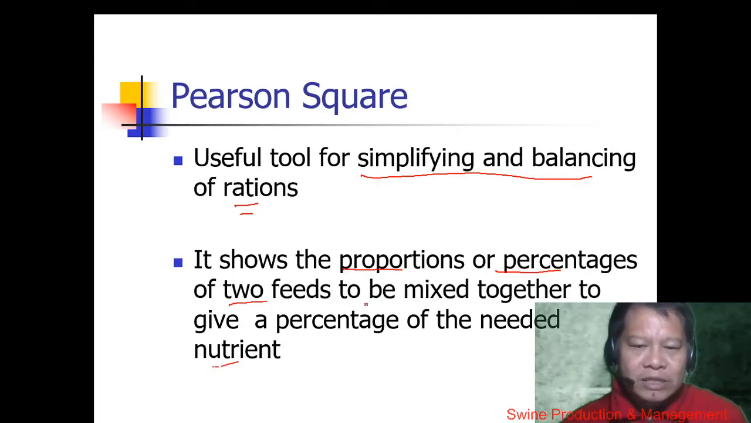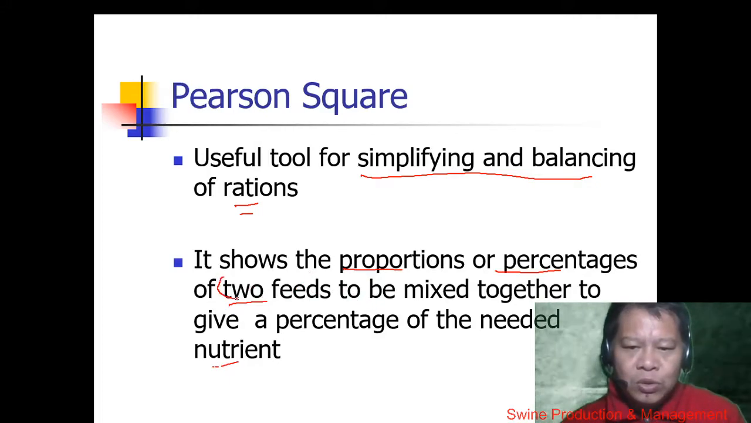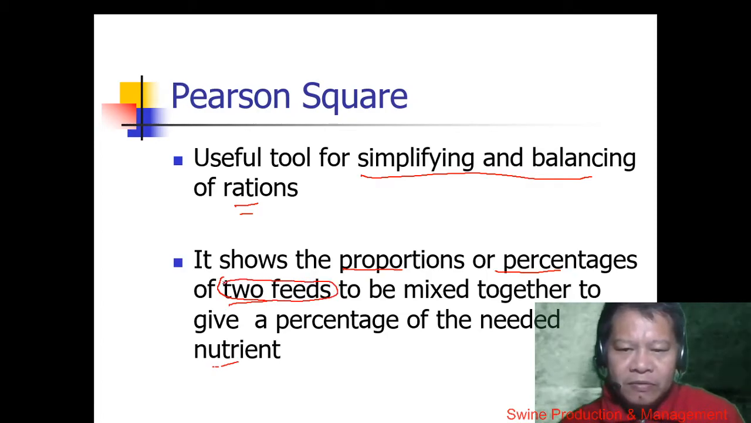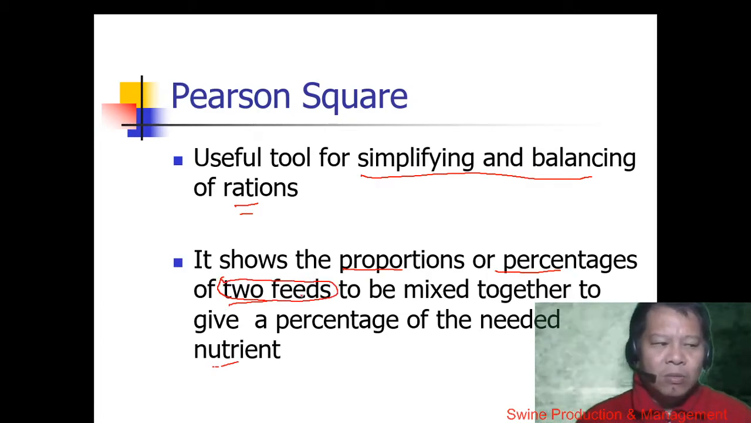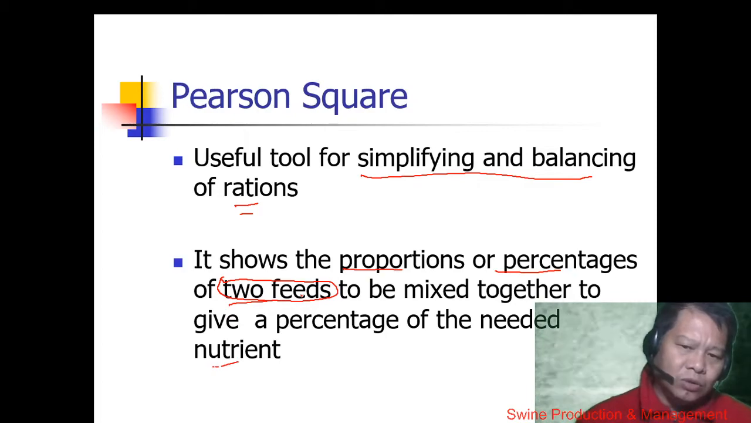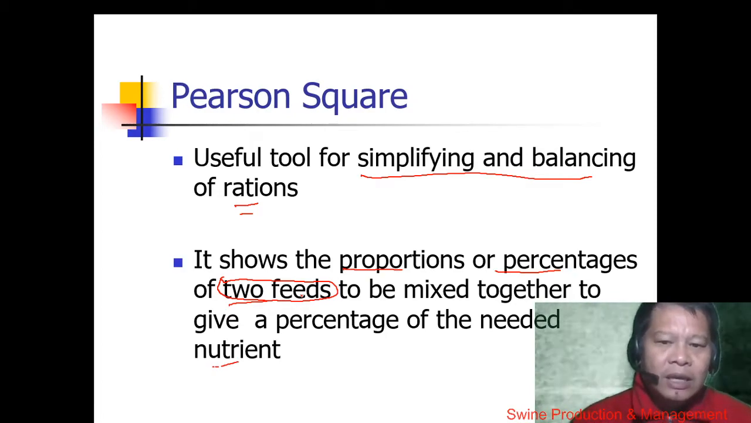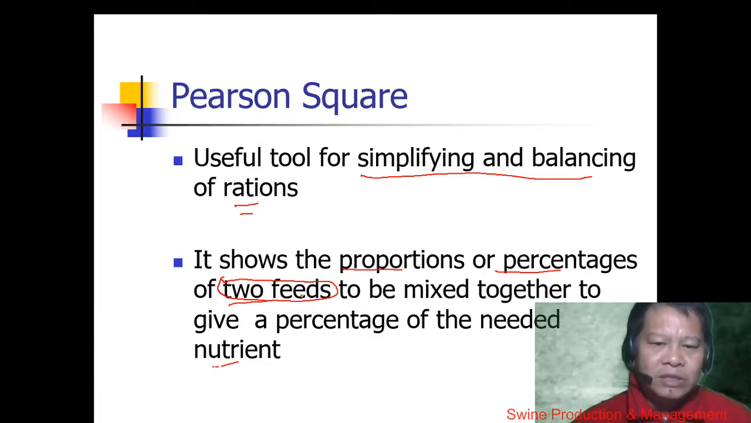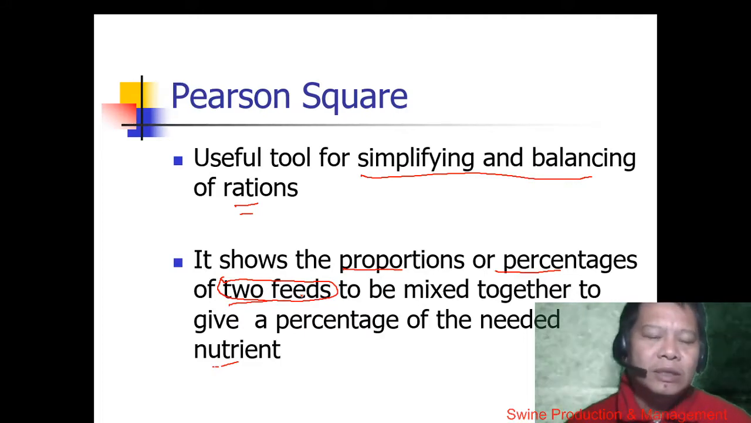One of the downsides, one of the disadvantages of using the Pearson square, is that it uses only two sources of feeds. If you use many feeds, you need to group them into two so that they become just two sources. But anyway, this will be emphasized later on. The thing is, you can use the Pearson square only if there are just two sources of feeds that we will mix. Okay?